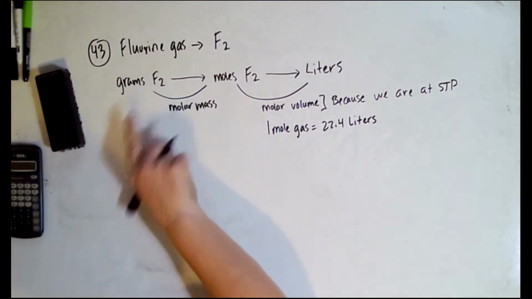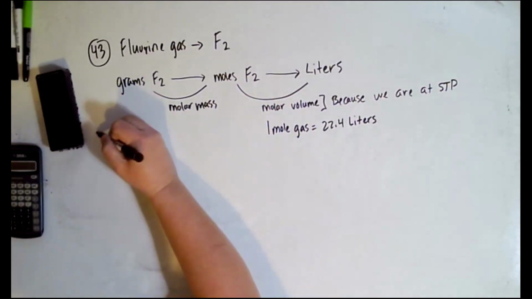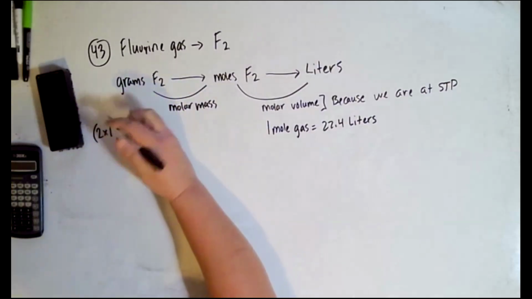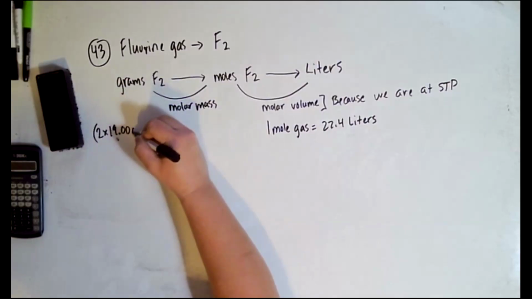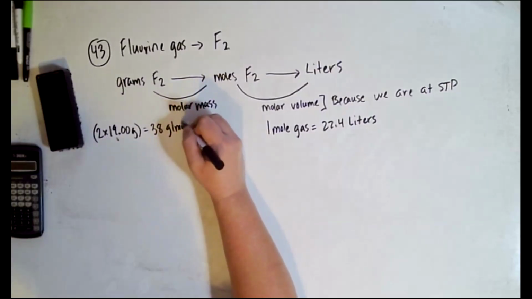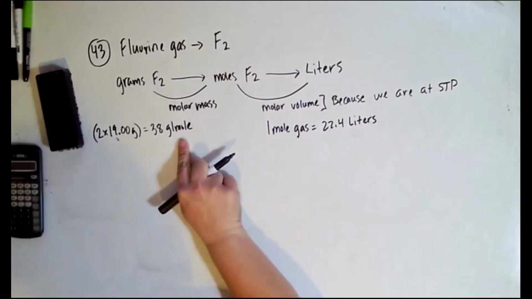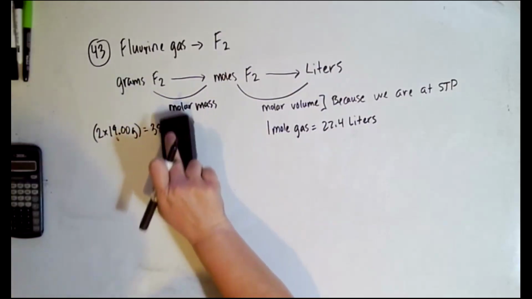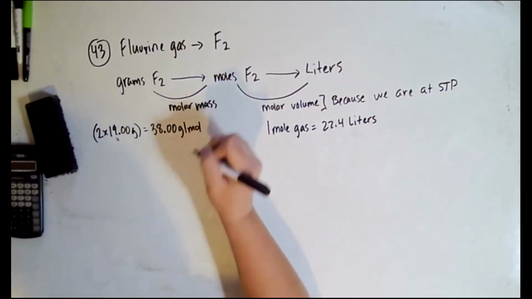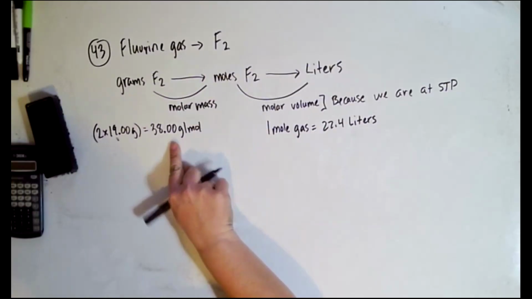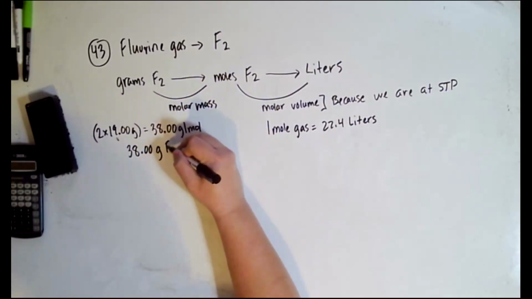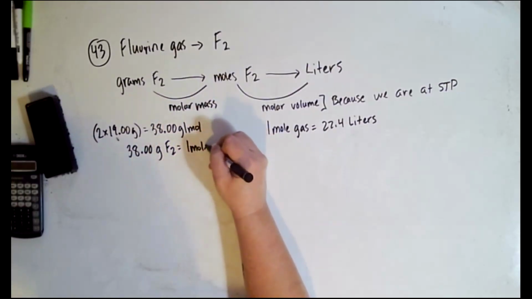And our molar mass for our fluorine is going to be 2 times 19.0. So it's going to be 38 grams per mole. We can rewrite our molar mass, and I'm going to write it out with the correct number of significant figures. When we write our molar mass out as an equality, it'll look like this: 38 grams of F2 equals 1 mole of F2.